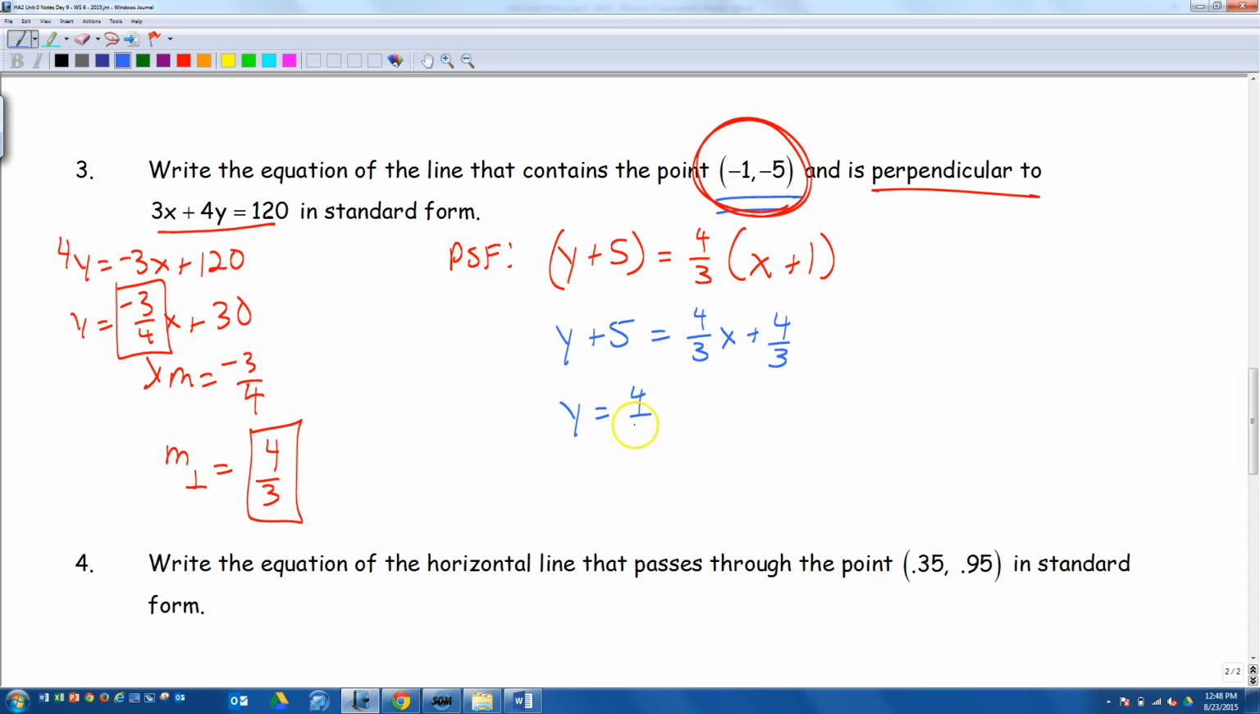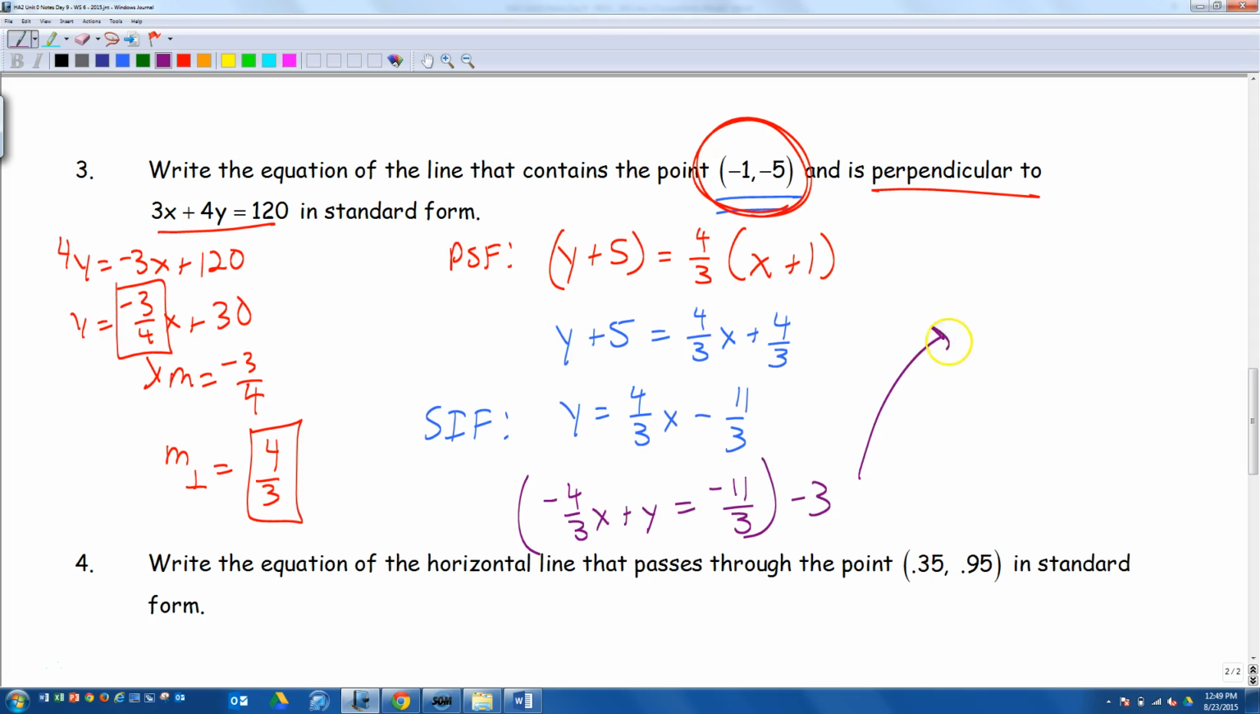We get, this is slope-intercept form, so 4/3 minus 5 is -11/3. So now, remember, this is slope-intercept form, but I need to keep going. Standard form, get the x's and y's over together. So we get -4/3 x plus y equals -11/3. Multiply again by -3 to cancel out the bottoms. -3 times -4/3 is 4x.